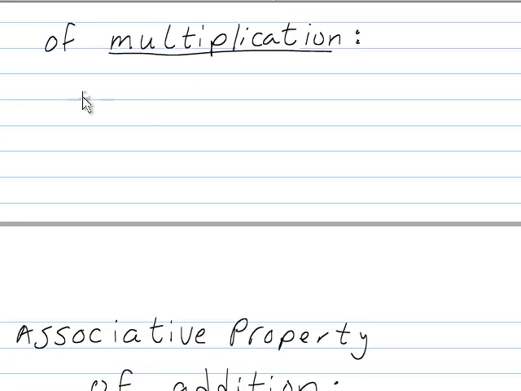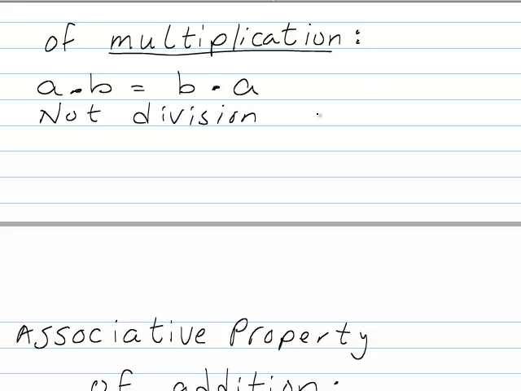So the commutative property of multiplication states that A multiplied by B equals B multiplied by A. So I can switch them and do them in either order, and I'll have the same answer. This is also not true of division, but we can change division into multiplication, and then it will hold true.